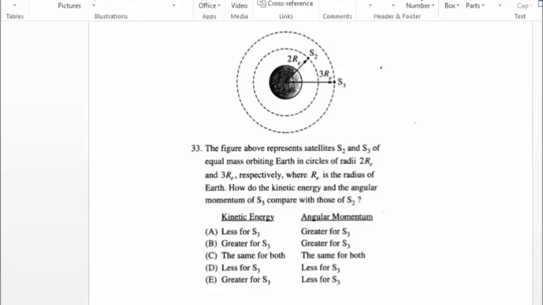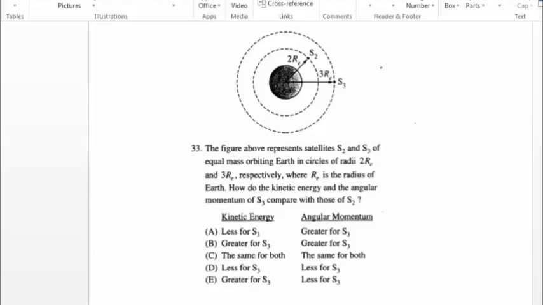So here we know v varies over 1 over root r, but the radius is over r. So this varies faster than v. So mvr, the angular momentum of S3 will be higher than the angular momentum of S2, because v here reduces by only root r, whereas the radius goes by r.